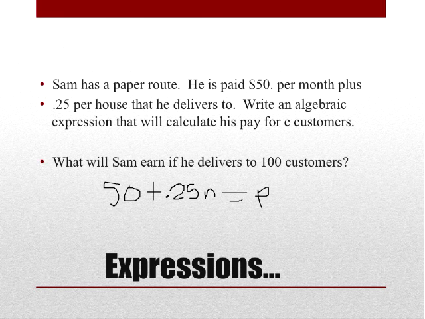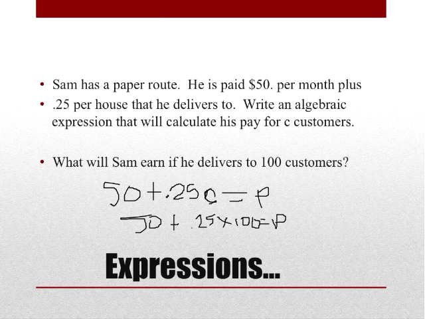Okay. So that is, oh, I put N, but this should have been C. We'll just change it to a C. Look at that. All right. So if he's going to deliver to 100 customers, we take $50 plus 0.25 times 100. And that will give us our paycheck.